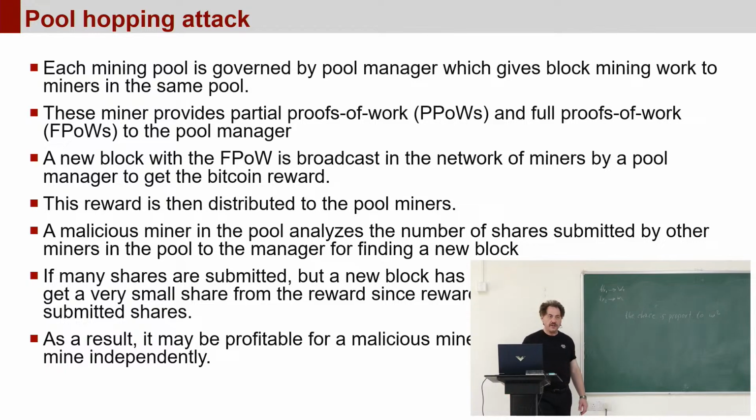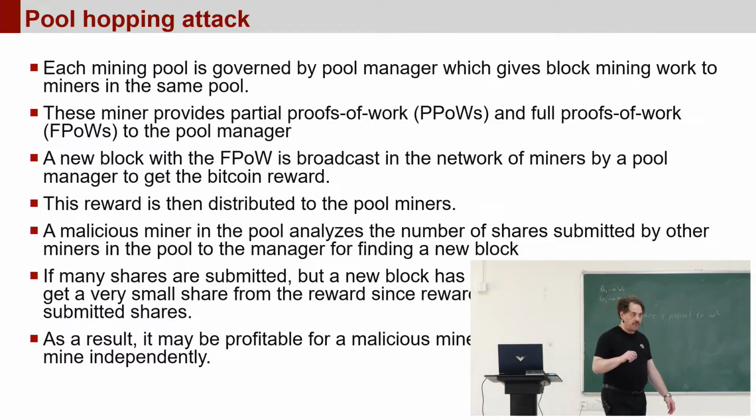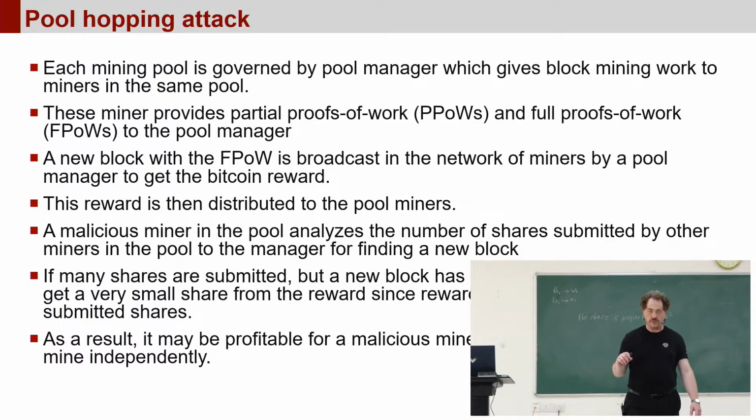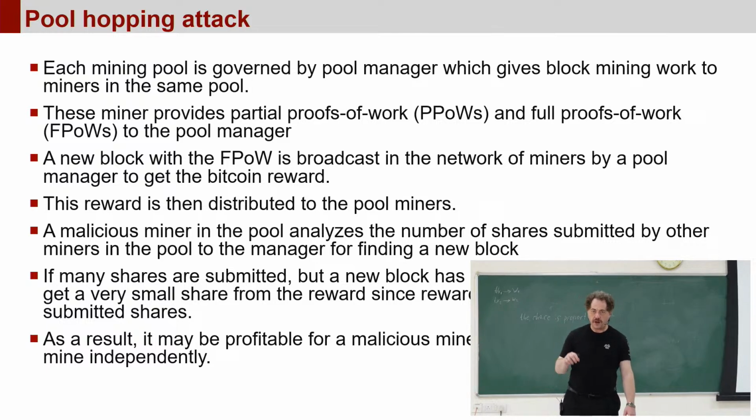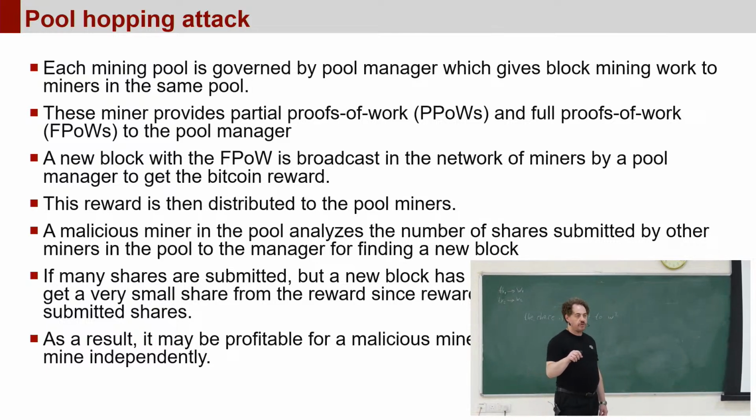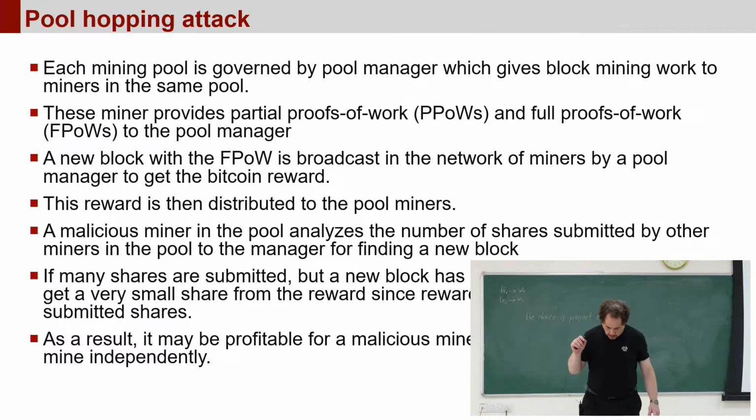So, usually the distribution is proportional to the number of attempts. The participants in the pool submit partial proof of work in order to show that they are indeed trying to solve the crypto puzzle. And as a result, if the pool manager gets the reward, it would distribute the reward to individual miners proportionally to their attempts to solve the crypto puzzle.